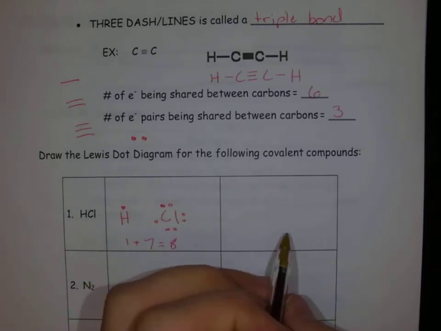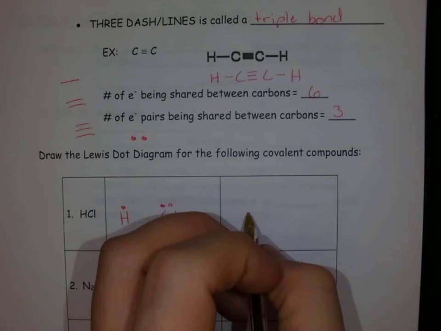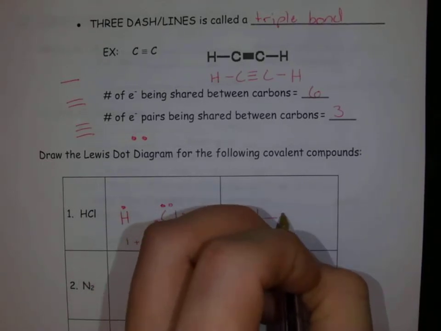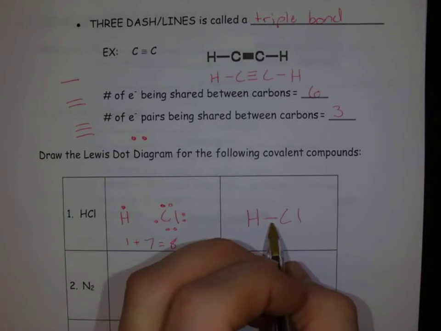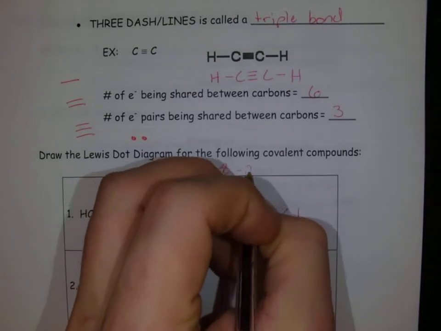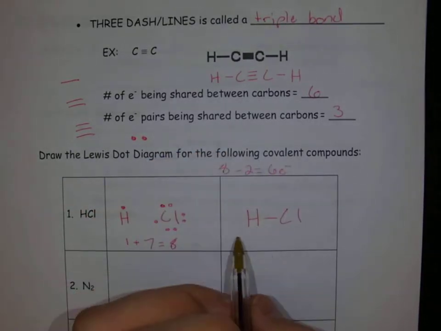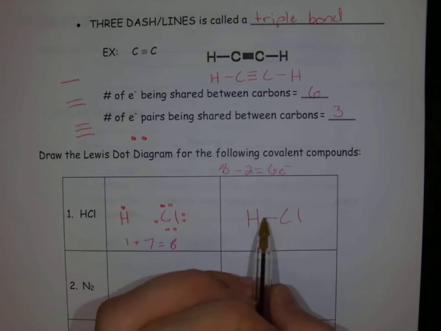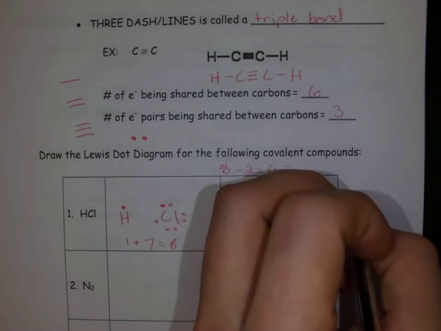To start drawing my Lewis diagram, I'm going to draw a skeleton first. That skeleton connects my atoms, and this represents 2 electrons. So I have 6 more electrons left: 8 minus 2, we've got 6 electrons left. I can't put them on hydrogen, because hydrogen has 2 electrons that it's sharing here. Hydrogen can only have 2 electrons.